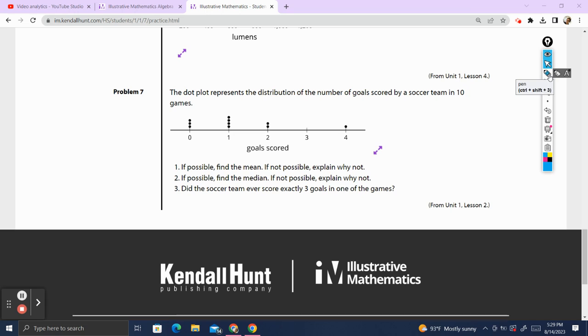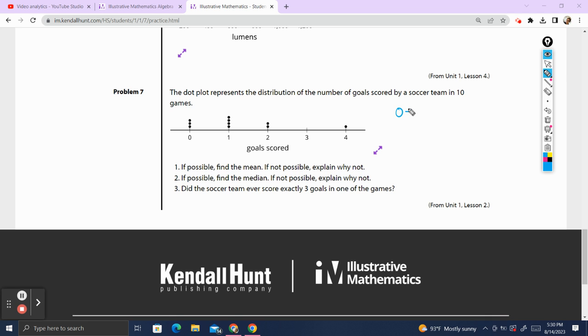The dot plot represents the distribution of the number of goals scored by a soccer team in 10 games. So we've got all these different numbers. In 3 games, they scored 0. In 1 game, they scored 4 points. In 4 games, they scored 1 point, and in 2 games, they scored 2 points. If possible, find the mean. If not possible, explain why not.